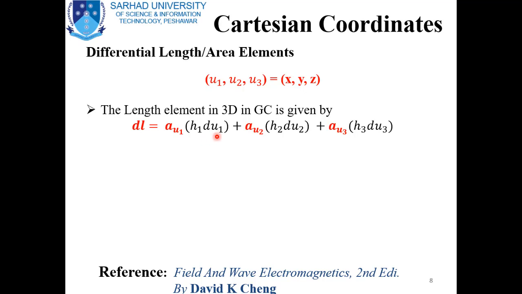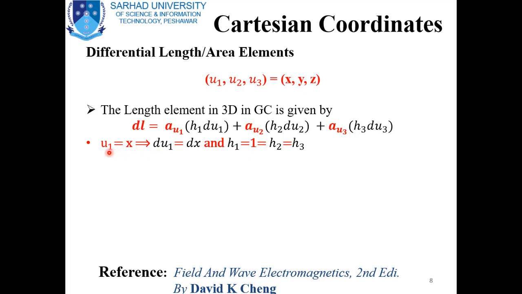So not all generalized coordinates are of length dimension, but here, as u1 represents x, then du1 represents dx, which is a length dimensional quantity. So in this case h1 is equal to 1. Similarly u2 is equal to y and du2 is equal to dy, which is again length, so h2 will also be equal to 1.